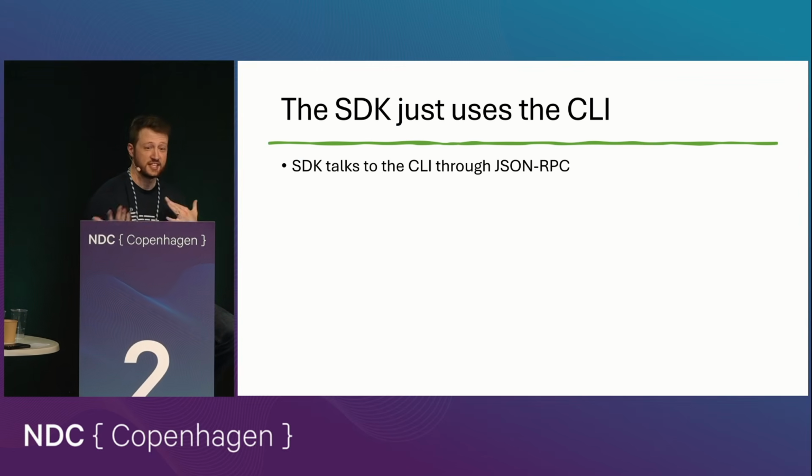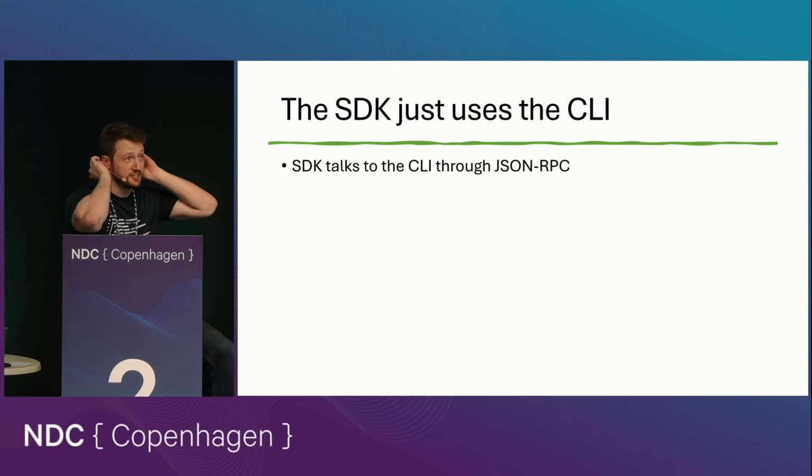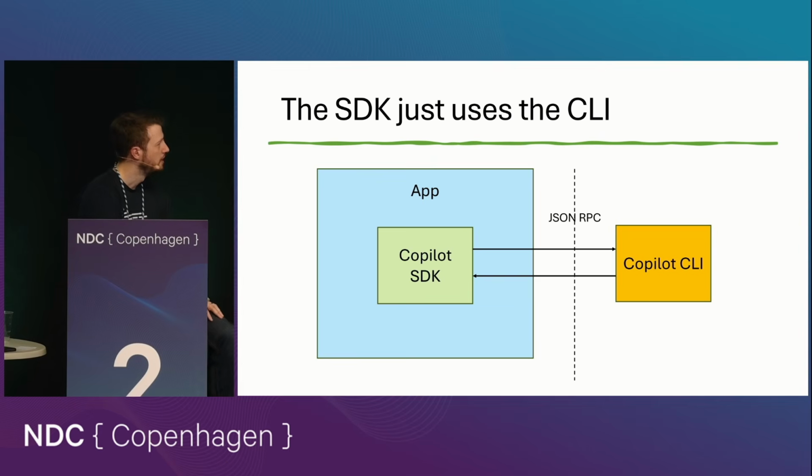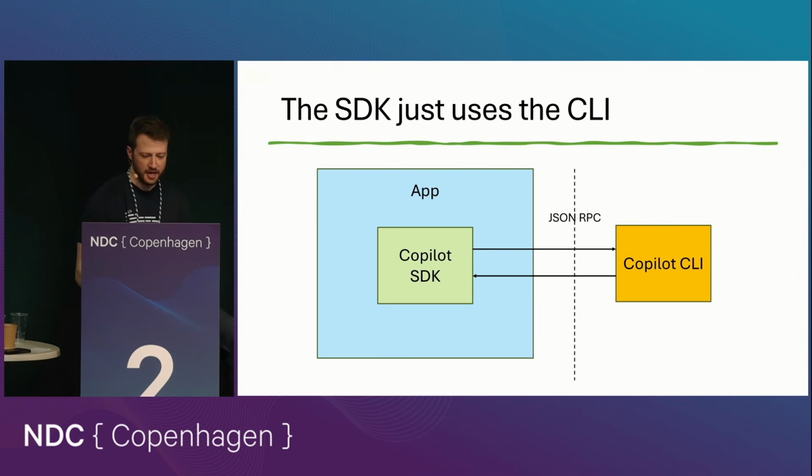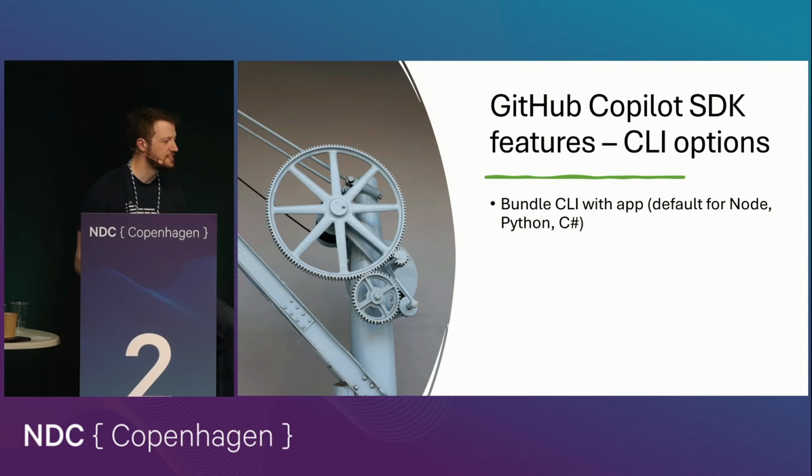I sort of hinted at this in the demo, but the SDK really doesn't do anything magic to hit Copilot. It just uses the Copilot CLI. So one way or another, it's going to hit the CLI. Okay, so this is how it works. It uses JSON RPC to talk from your code to the CLI. And there are a few options for how it hits that CLI.